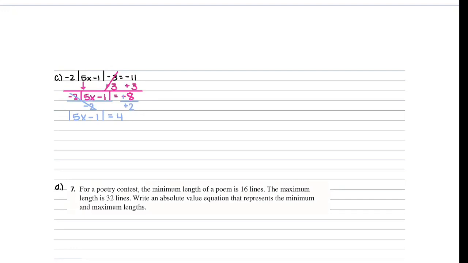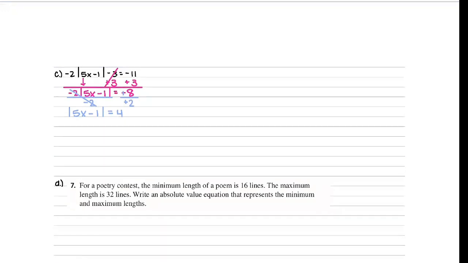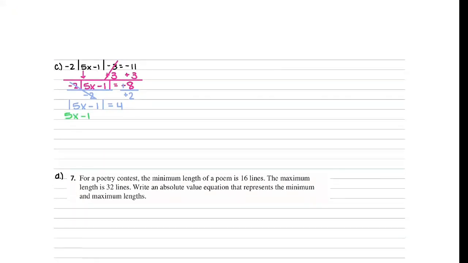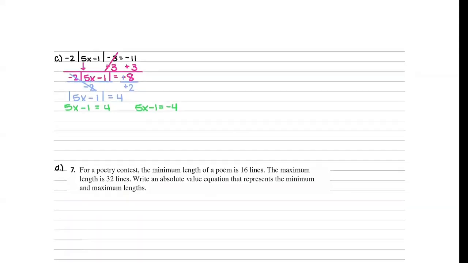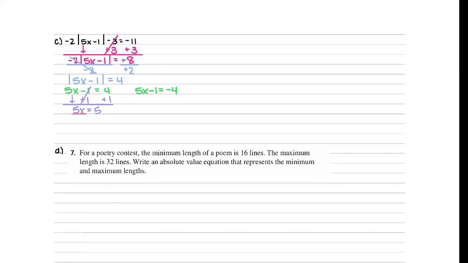The absolute value is isolated. It's equal to a positive number. Form your two equations. You have 5x minus 1 is equal to 4, as well as 5x minus 1 is equal to negative 4. From here, solve for x. Add your 1 to both sides. Drop down your 5x. This is leaving you with 5x is equal to 5. Then from here, divide each side by the 5 to get x is equal to 1.